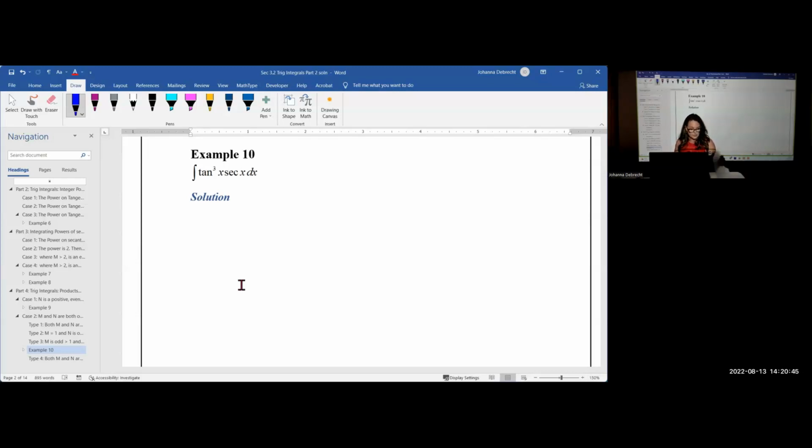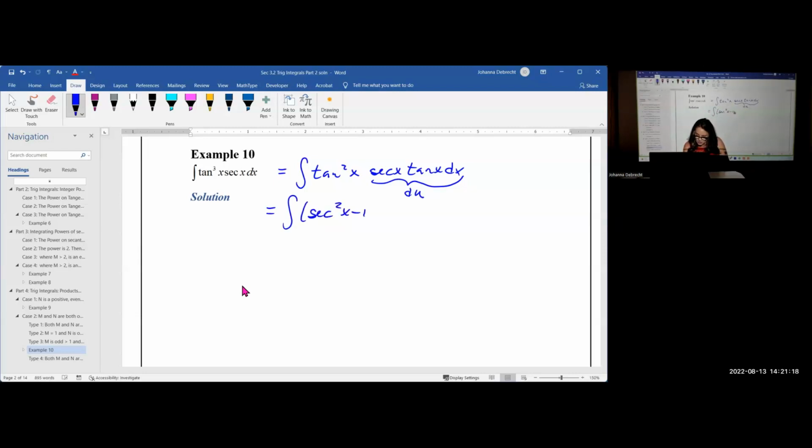Well, what we're going to use then is going to be pulling off one of the tangents so we can form secant tangent, and then we'll have tangent squared. So this is going to become tangent squared of x, secant x, tangent of x dx. Now we want to use this as our du, which means our u will have to be secant. But I don't have secant, I have tangent squared, so I'm going to replace it as I showed you above. So this is going to become the integral of secant squared of x minus 1 times secant x tangent of x dx.